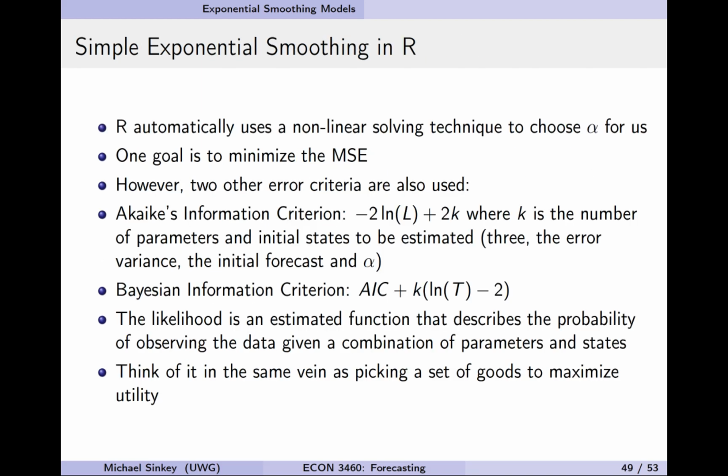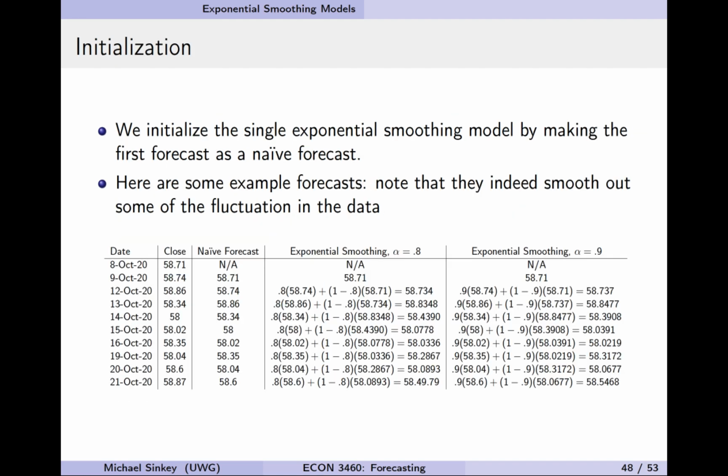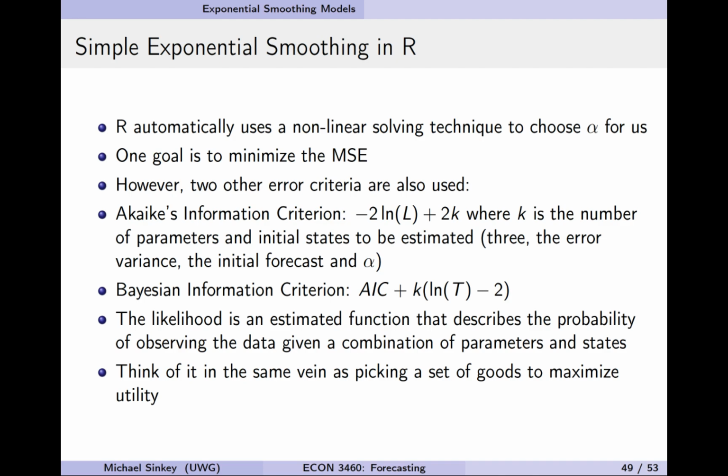Okay, so I don't want us to dwell too heavily on this. What I want us to do is just think that maybe we don't have to choose alpha. R will choose it for us. And so in our R demonstration, I will show you how to use R to make these exponential smoothing forecasts. But when you're doing it by hand, minimizing the mean squared error would be just fine. And you could do that in Excel with the solver.